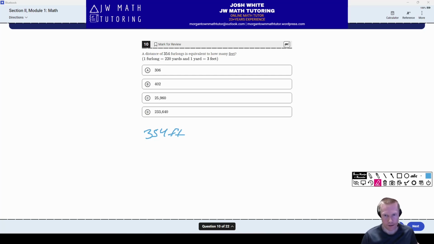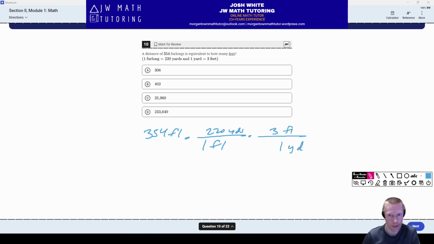Let's get rid of that because that actually looks like feet. Yeah, furlongs. There we go. All right, and now we're going to convert eventually to feet, but first we have to go 1 furlong to 220 yards, and then 1 yard to 3 feet.